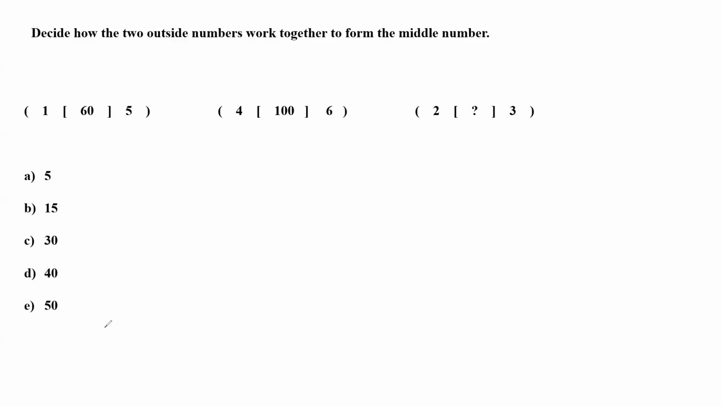I think the answer is E, 50, because you do 5 add 1, which gives you 6, and then you times it by 10 to get 60. Then on the next one, you do 6 add 4, which is 10. And then you do 10 times 10, which gives you 100. And then on the last one, you do 2 add 3, which gives you 5. And then you times it by 10 again to get the answer 50. Amazing, fantastic. Well done, Ava. Very good.